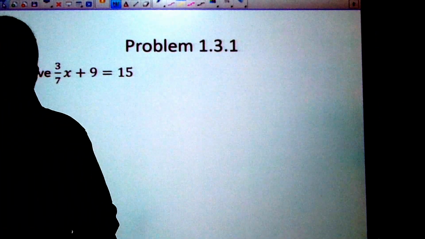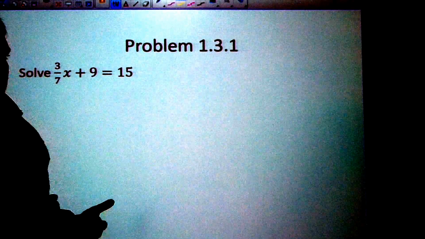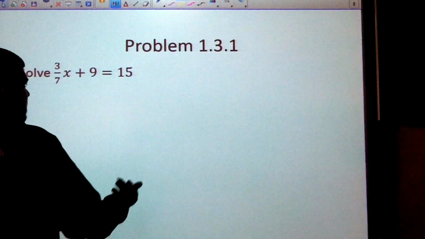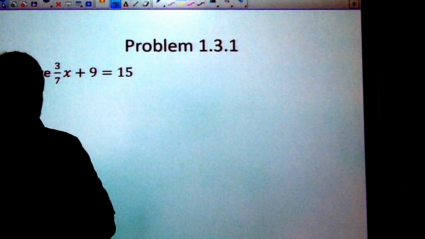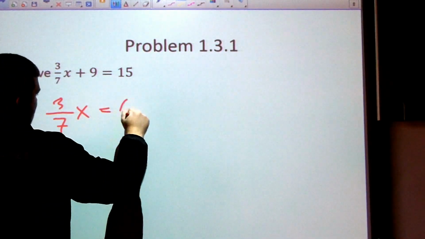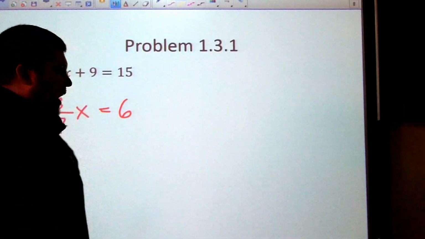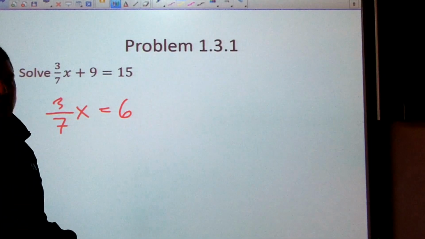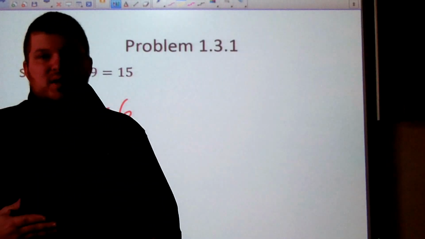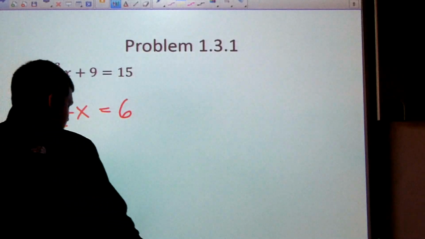So we want to solve this. Now, a lot of you are going to be able to do this without my help. This is Algebra 1, pre-algebra type thing, but let's just go through it. So first step, subtract 9 from both sides, so 15 minus 9. 15 minus 9 is 6. I have 3/7 x equals 6. Okay? So now I have a fraction. Now you can divide by 3/7 or multiply by the reciprocal. I'm going to multiply by the reciprocal. I suggest you do the same.